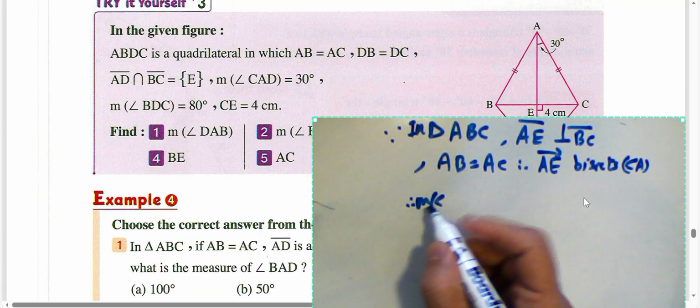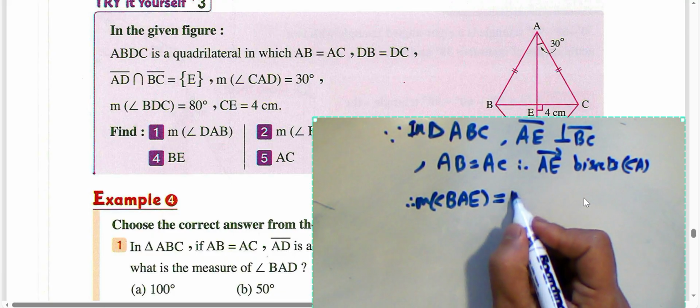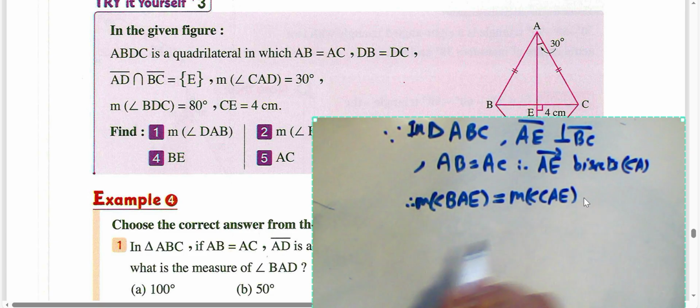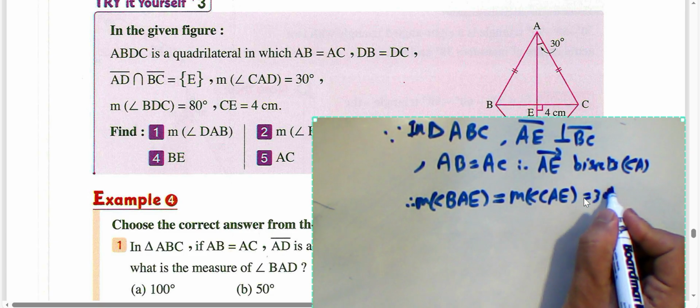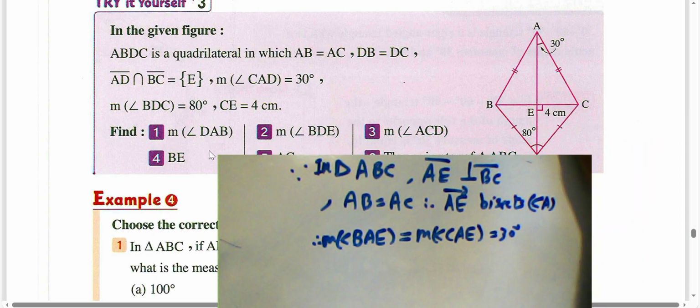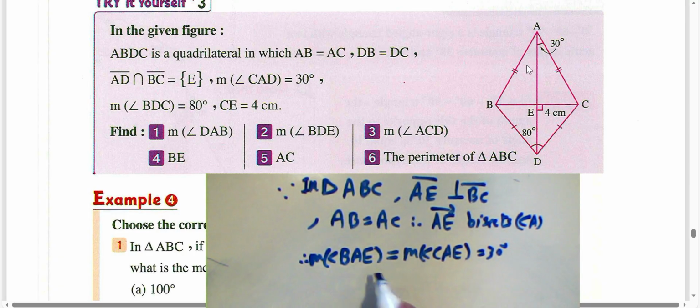Measure of angle BAE equal measure of angle CAE. It will be 30 degrees. So first, number one, solution about angle DAB. DAB, it will be 30 degrees. Then measure of angle DAB equals 30 degrees. Then number two, we want to find measure of angle BDE.